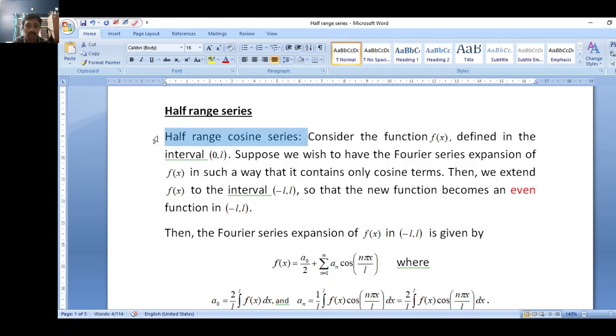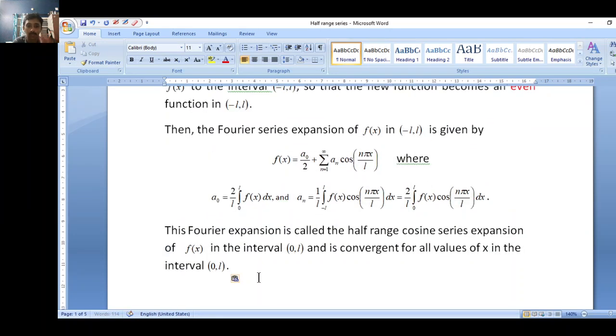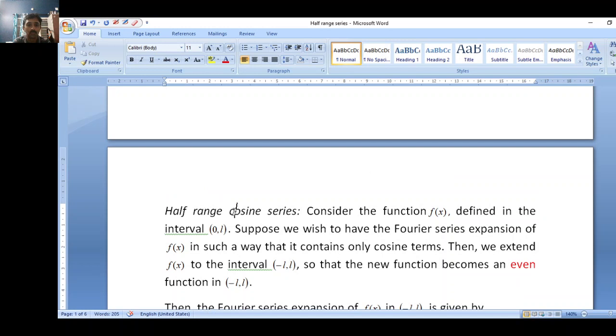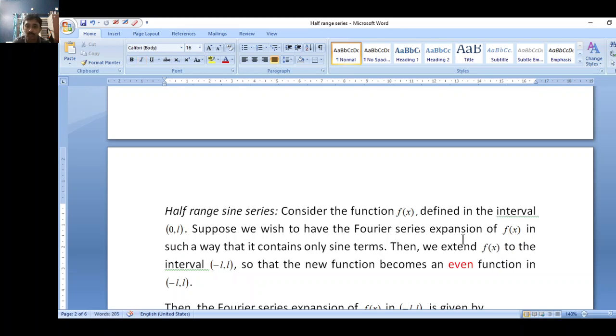Okay, so similarly we have something called the half range sine series expansion. So we'll understand as to what exactly is happening with that now. First of all, how do you get the half range sine series expansion? Once again, the given function is defined in the interval 0 comma L, but now we would like to expand the given function as a Fourier series such that it contains only sine terms. So instead of having only cosine terms, we try to get only sine terms.